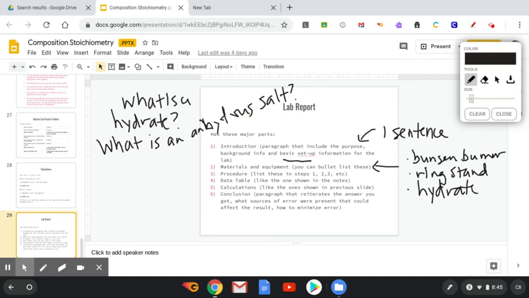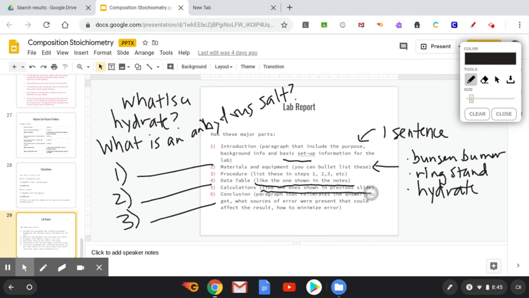When you do the procedure, you need to make sure that you list these in steps. Step 1, do this. Step 2, do this. Step 3, do this. What I would do for the procedure is try to jot these down as you watch the video of the person actually doing the procedure. Next is the data table. You're going to do one very similar to the one that I showed you in this note packet, except you're going to enter your data instead of my data. The calculations are going to be the ones shown in the previous slide. You can lay it out just like that. Tell me exactly what you're doing and then do it.